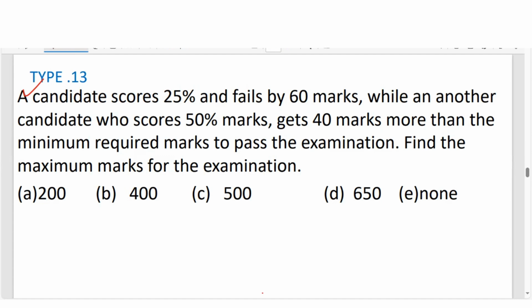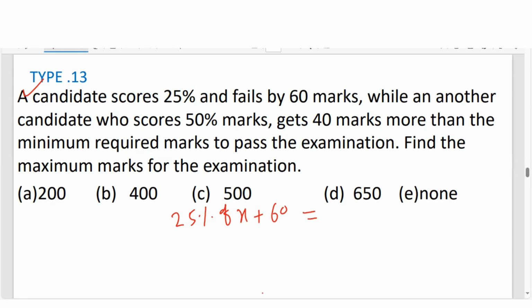So here the basic method is asking for the maximum marks. Let us suppose the maximum marks is X. So he got 25% of the maximum marks, but failed by 60 marks. That means the passing mark is 25% of X plus 60. When he gets 25% of total and 60 more, he will pass because he is failing by 60. So just add, and this is equal to.